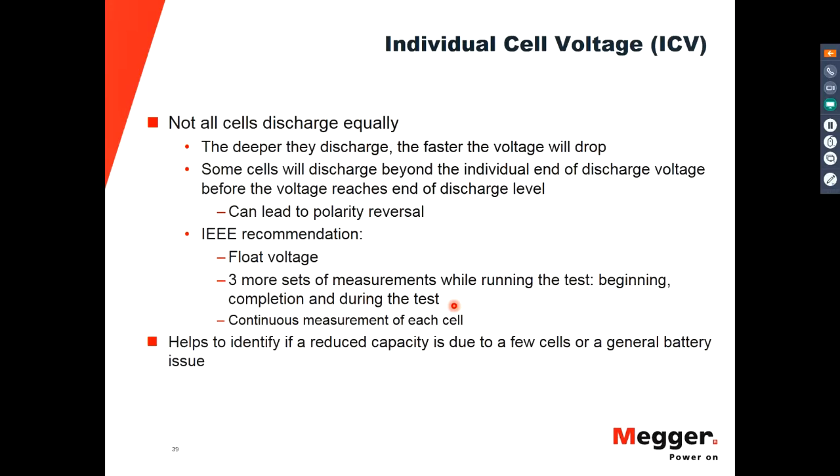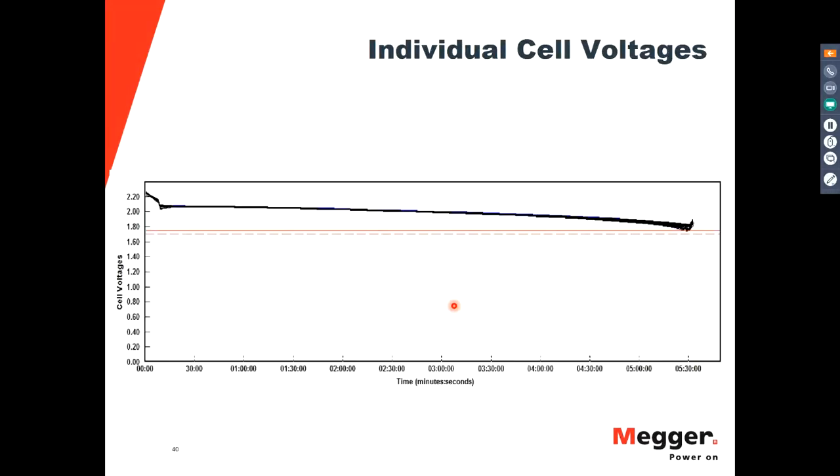However, it's preferable to do a continuous measurement of each cell, and that's why manufacturers have these individual monitoring devices. By doing this, you could identify if a cell has a reduced capacity, and you can make some decisions from those measurements. So here we see the discharge curve for 24 cells. You can see that there's no variation. All of the cells discharge almost equally, and they have a very similar pattern of discharge. That means that it's a very healthy battery.